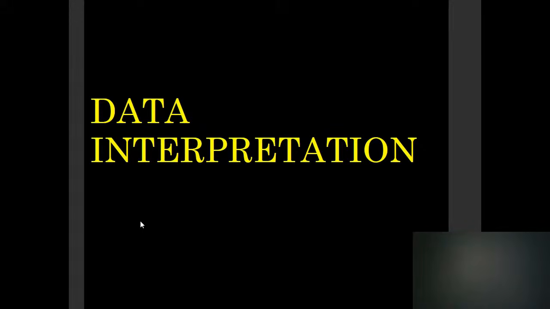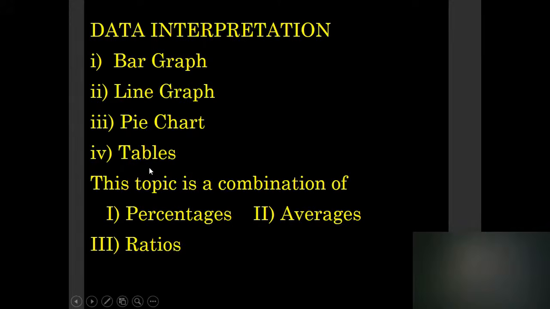Okay, so let us start our class. Today's topic is data interpretation. Data interpretation is one of the most important topics. Coming to the first, we have four types of data interpretation. One is bar graph, the other one is line graph, and the other one is pie chart, and the last one is tables.